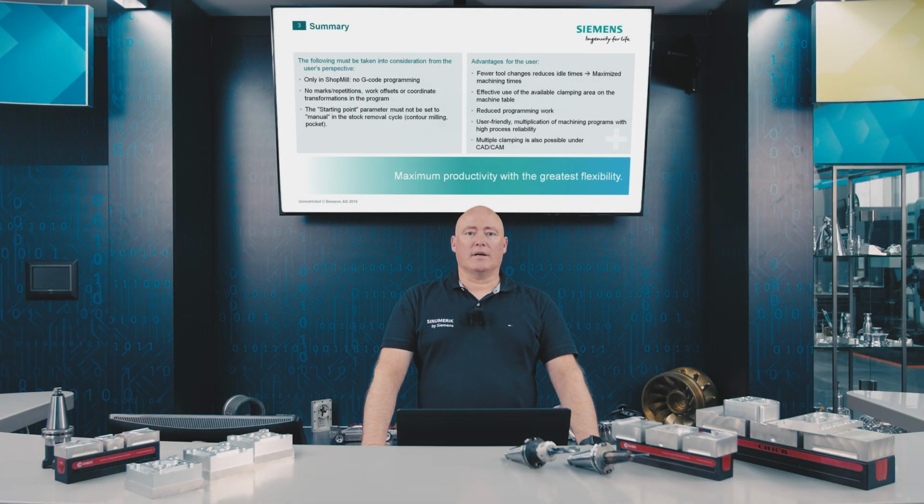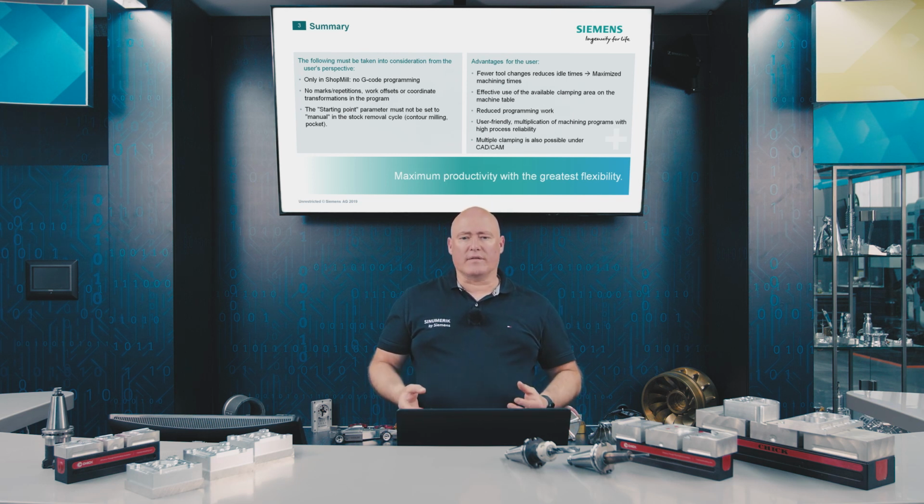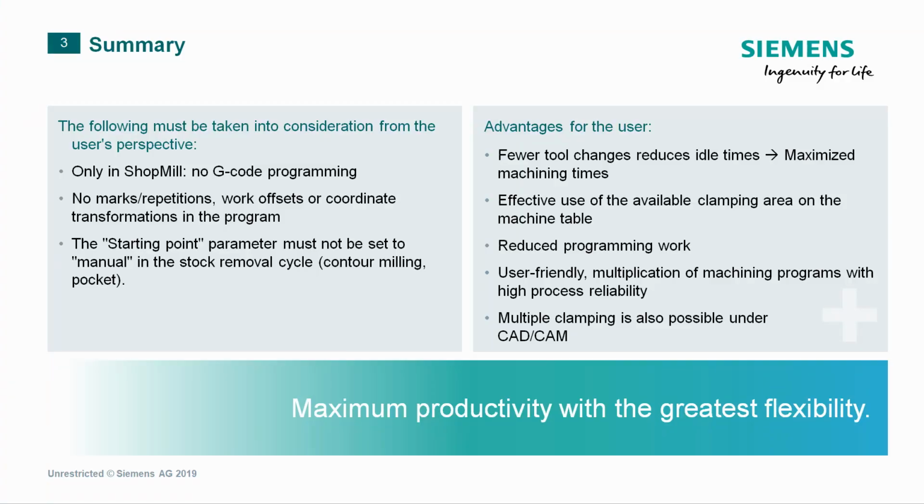As you could see, the manufacturing time was significantly shorter. And there were fewer idle times too, thanks to the reduced number of tool changes. Plus, we also have much less programming work in addition to reliable and convenient copying of processing programs. One thing to bear in mind: this only works in ShopMill, not in G-code programming.